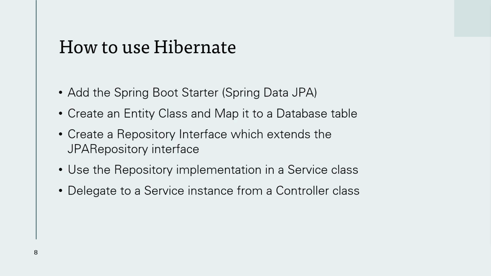You get started with Hibernate by adding the Spring Data JPA Spring Boot starter. You then create an entity class and map it to a database table. Then create a repository interface, which extends the JPA repository interface. And you use the repository implementation in a service class and delegate that service instance from a controller class.